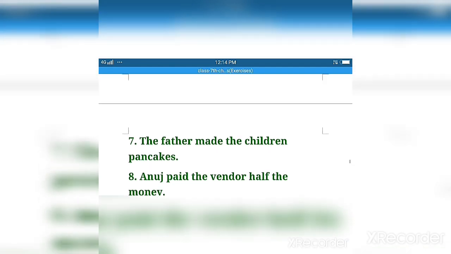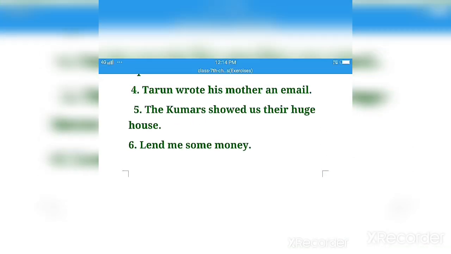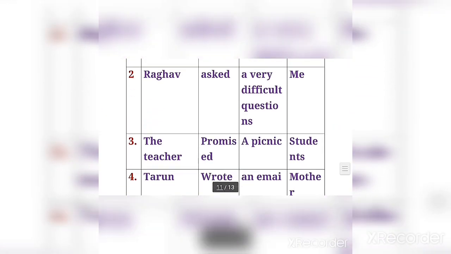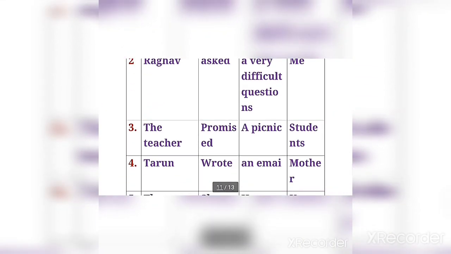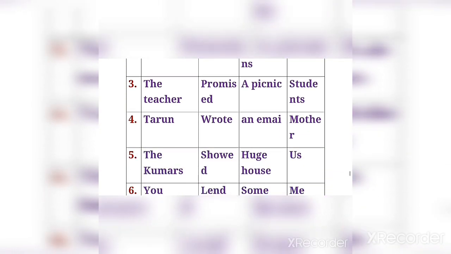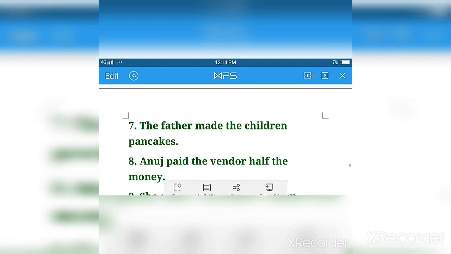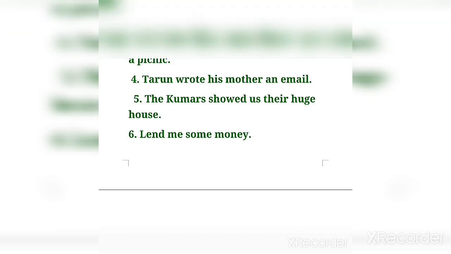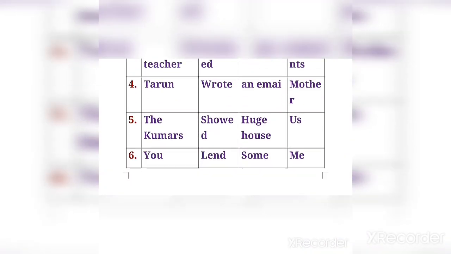Now number 4. Number 4 is Tarun wrote his mother an email. So it is very easy. See here, Tarun is the subject, verb is wrote, an email is the direct object, and mother is the indirect object. Then after, we will move towards 5. 5 says the Kumars showed us their huge house. Okay, so the Kumars is the subject, showed is the verb, huge house is the direct object, and us is the indirect object.